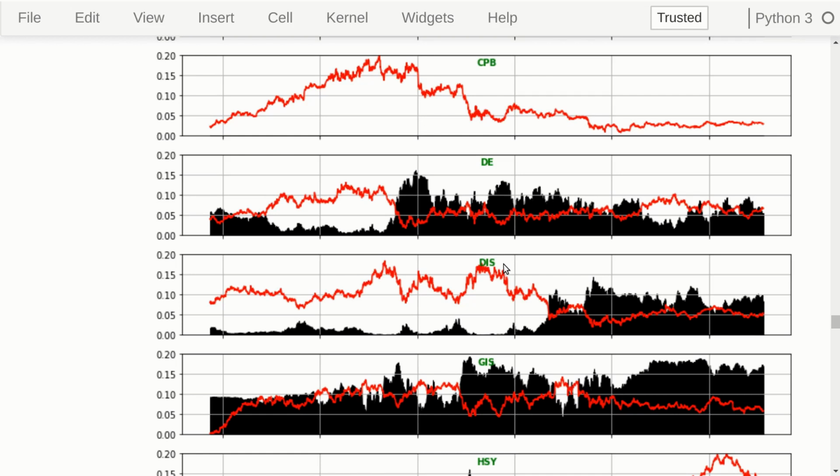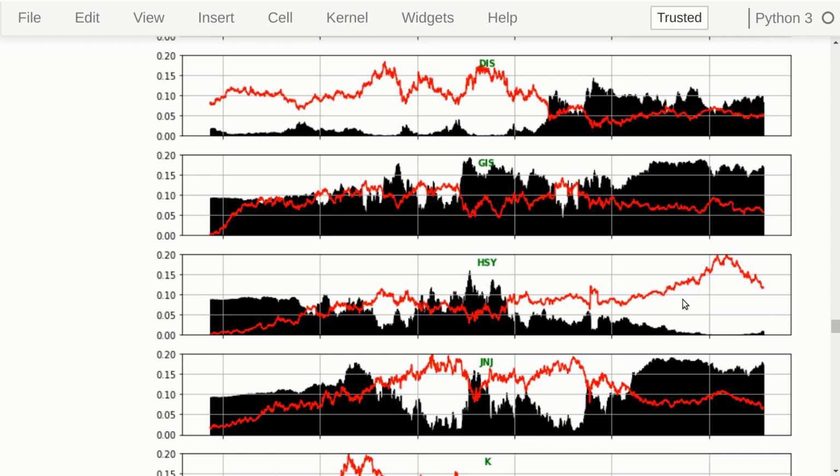And here we have it for the stock DIS, which I believe is Disney. And again, we see the same relationship, that when the signal is high, the stock weight is low, and vice versa. And again, we have for some other stocks here, HSY, this is Hershey Candy Bars, I believe. So again, a qualitatively very predictable company. When the signal is low, the stock weight is high.